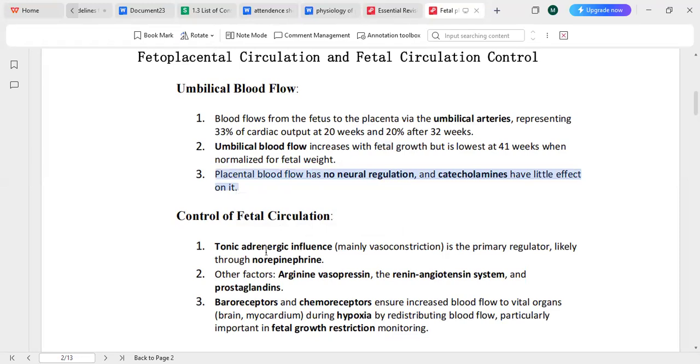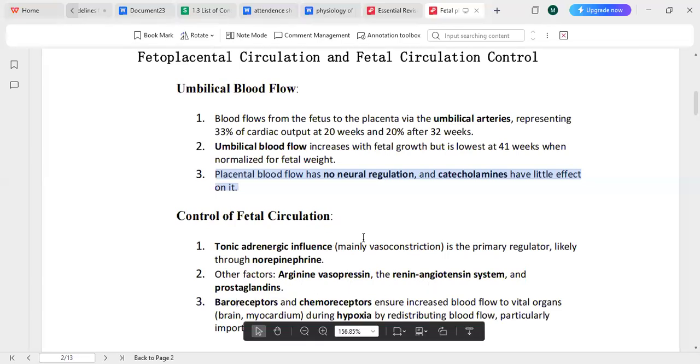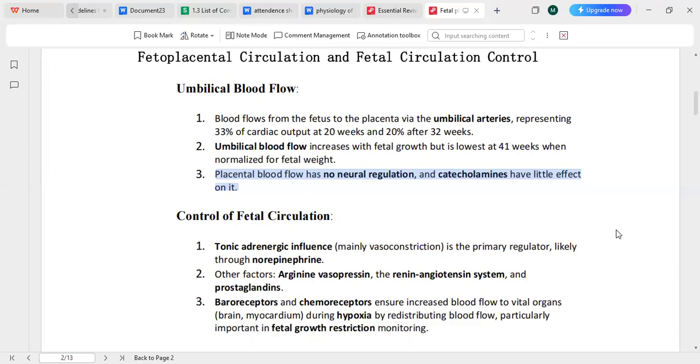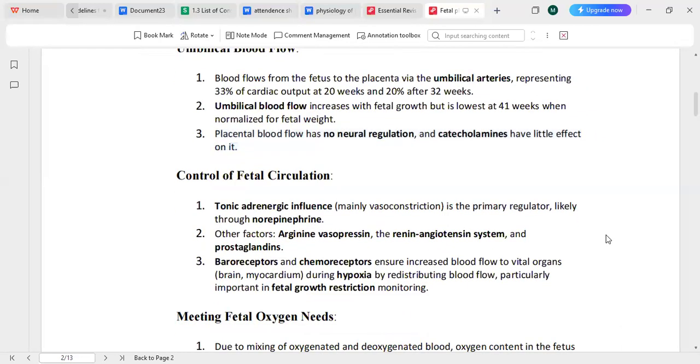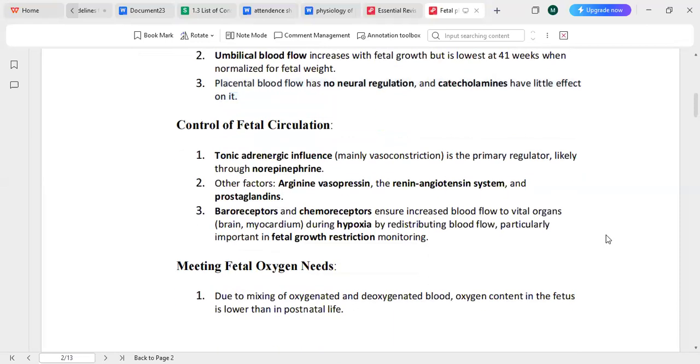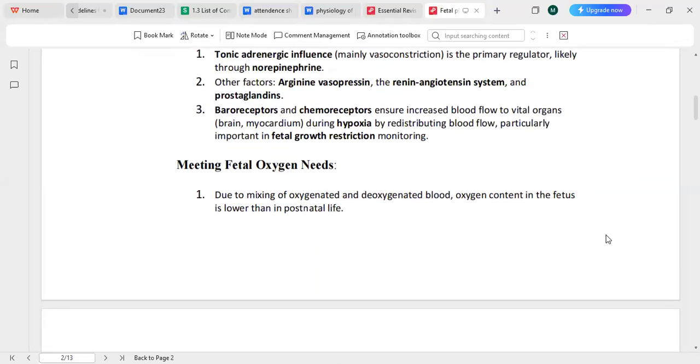Then how do we control it? Tonic adrenergic influence, mainly vasoconstriction, is the primary regulator, and it is somehow through norepinephrine. Arginine vasopressin, the RAS system and prostaglandins also have a few roles. Baroreceptors and chemoreceptors ensure increased blood flow to vital organs, the brain and myocardium, during hypoxia by redistributing blood flow, which is particularly important in fetal growth restriction and monitoring.